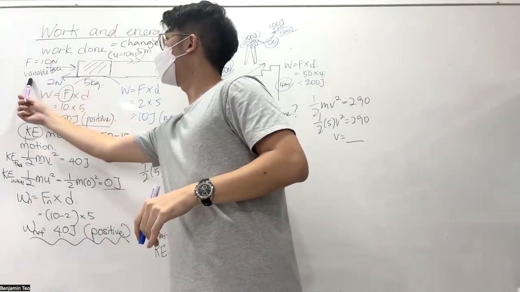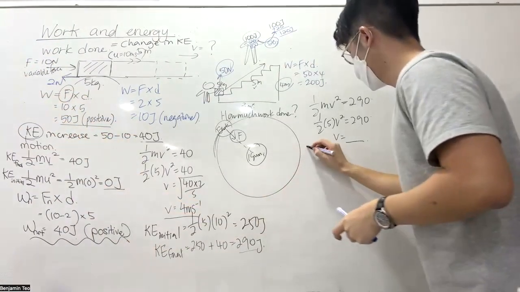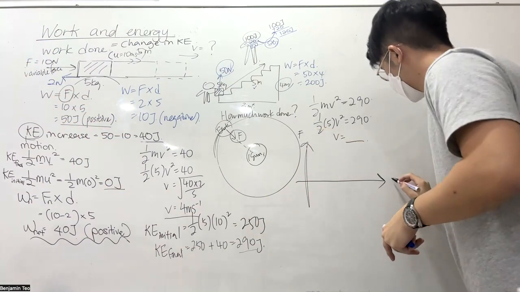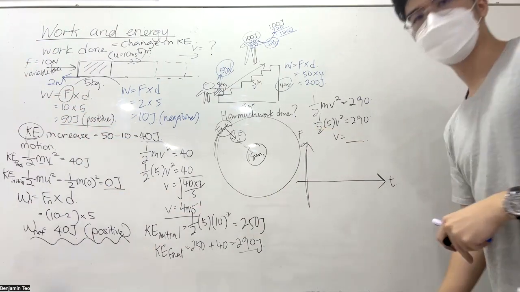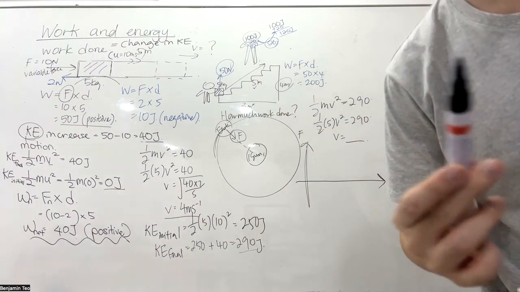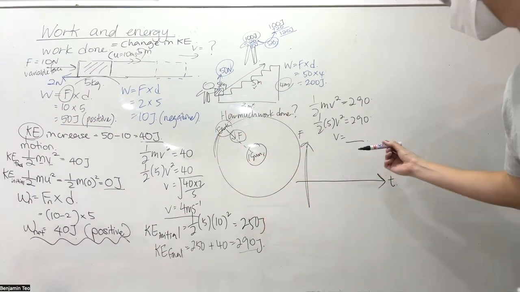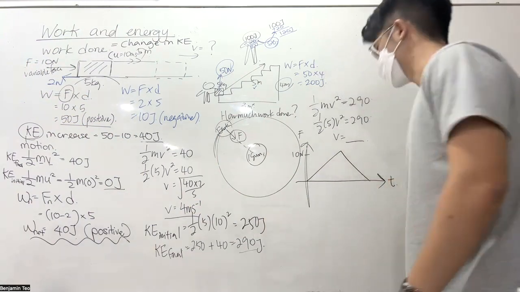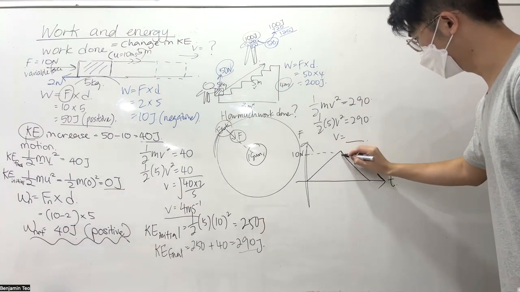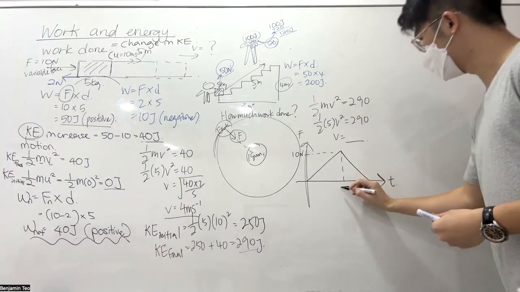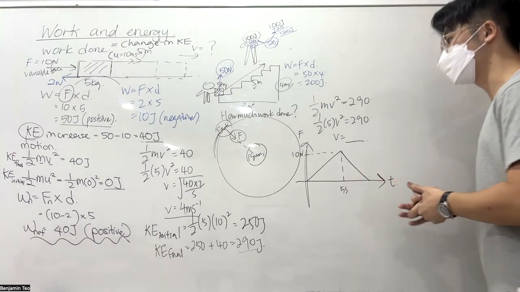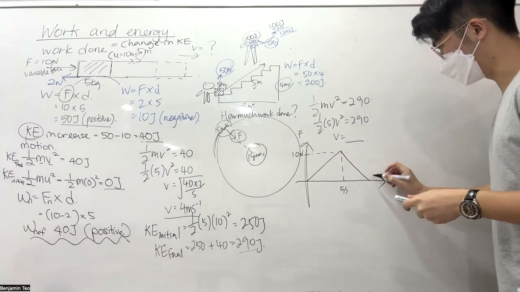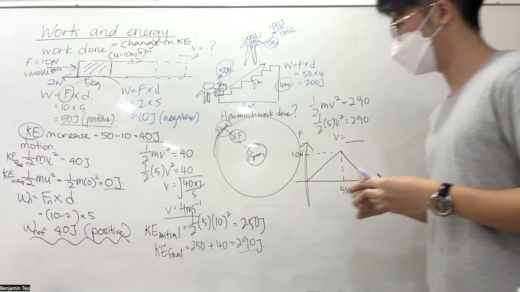If this was a variable force, then you should have a graph of force against time to show how your force changes over time. Okay, let's say 10 Newton. Okay, so in the first 5 seconds, I pushed it with increasing force, then drops. Okay. How do I calculate the work done?